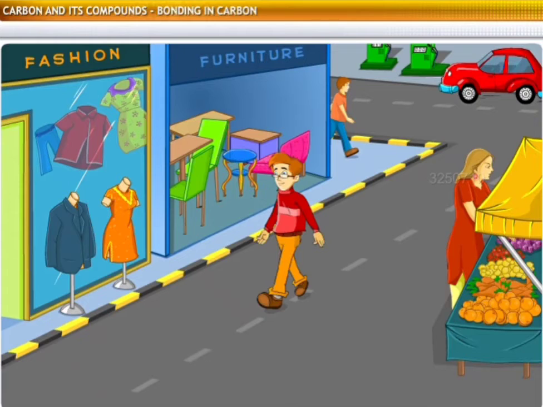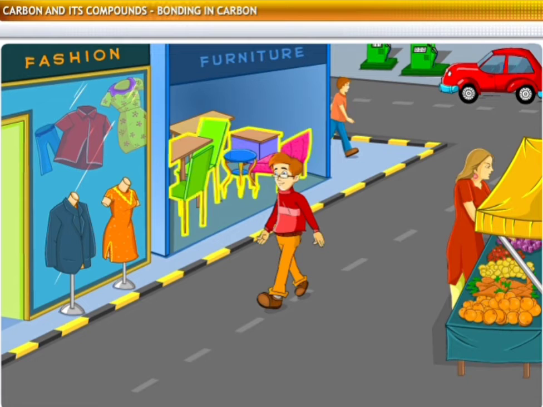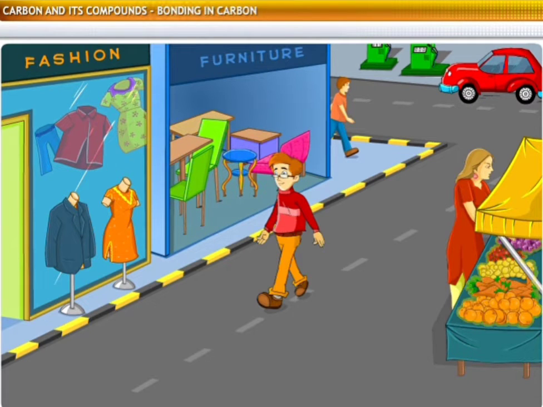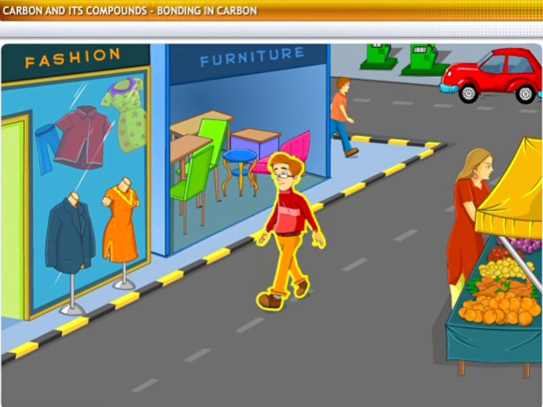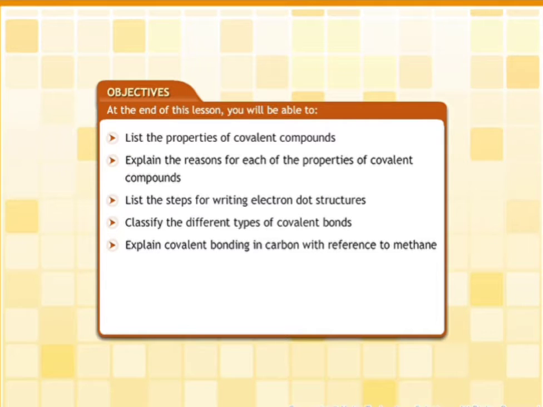Carbon compounds are all around us, in our clothes, furniture, food, and body. To understand why carbon forms so many compounds, we need to look at bonding in carbon. In this lesson, you will learn about bonding in carbon and the different types of covalent bonds.